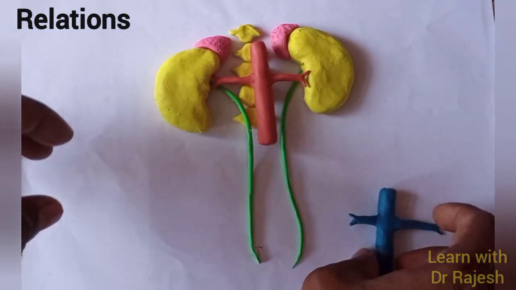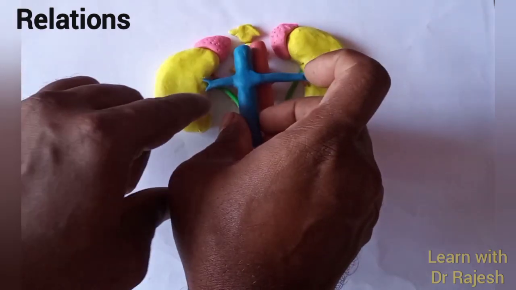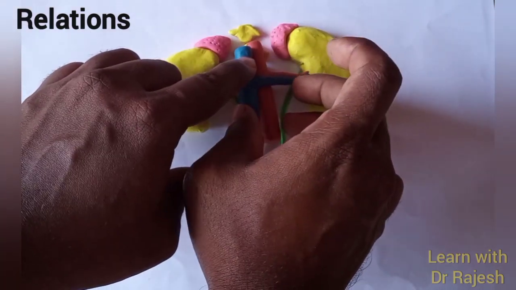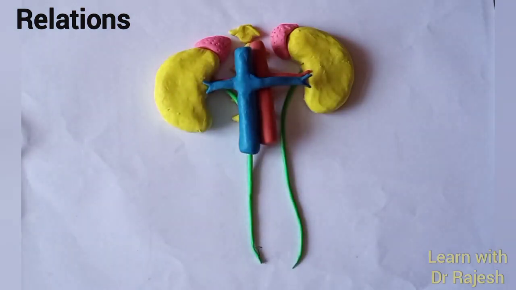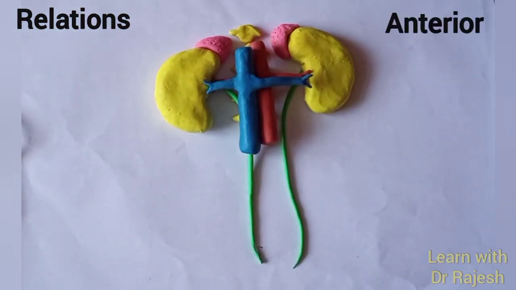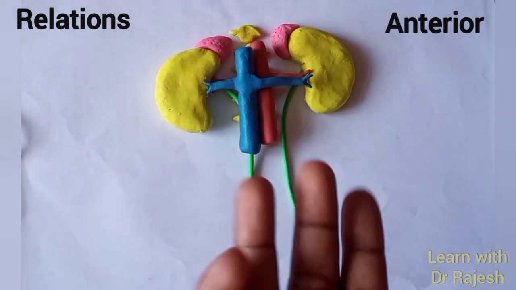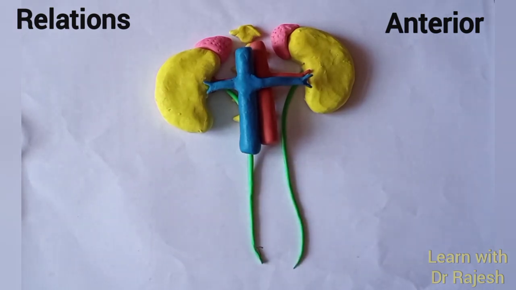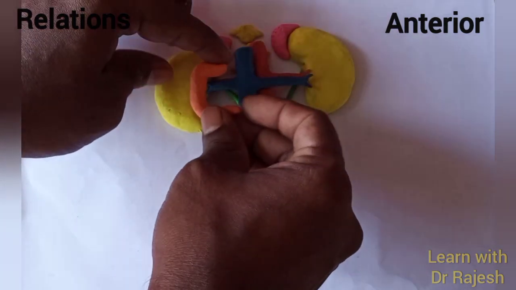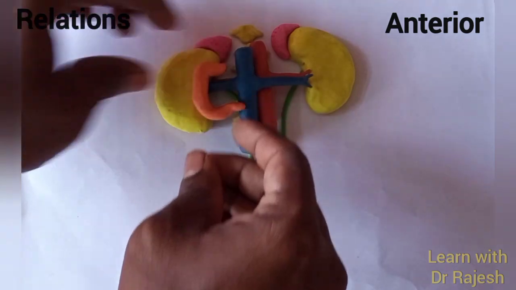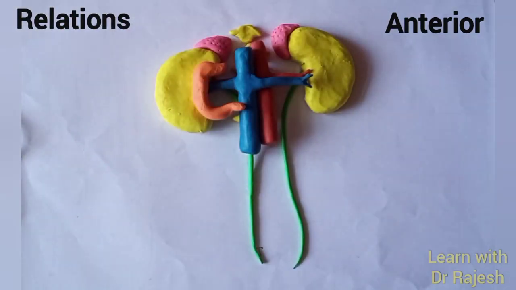To study the relations of the kidney, we should know the relative position of all the structures arranged in the abdomen from anterior to posterior. First, we will study the anterior relations of the right and the left kidney. The posterior relation is the same for both. Coming to the anterior relations of the right kidney, the medial part is overlapped by the C-shaped duodenum.